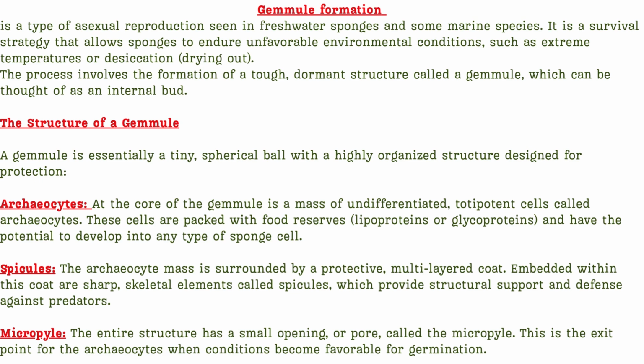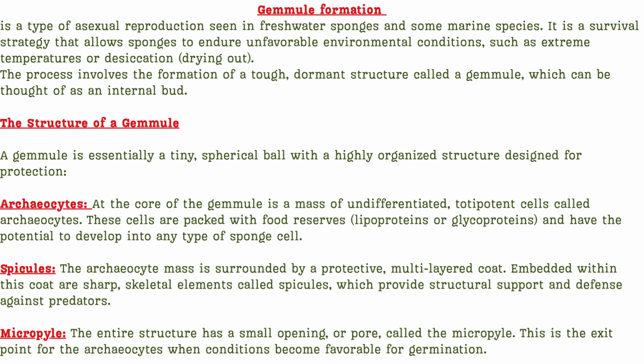Now, archaeocytes. At the core of the gemmule is a mass of undifferentiated totipotent cells called archaeocytes. These cells are packed with food reserves and have the potential to develop into any type of sponge cell.